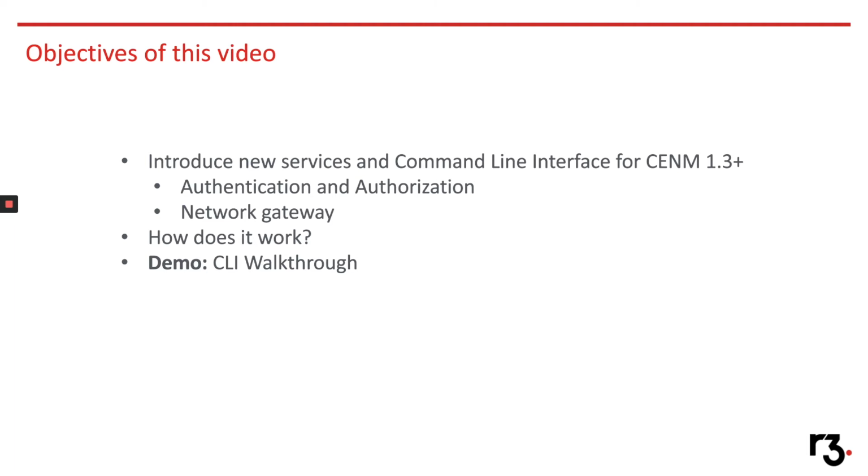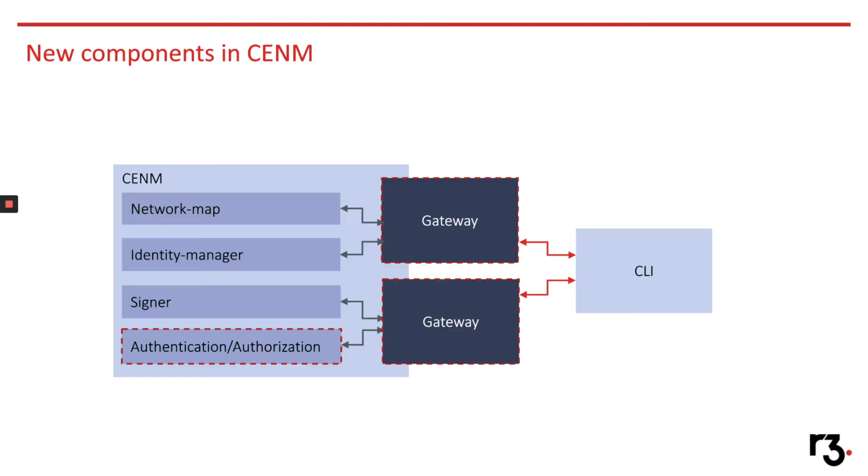In order to have an understanding of how we make this possible, it's important to mention two new components of CENM 1.3. The first one is an authentication and authorization service, which replaces the previous way of defining administrative credentials in config files and makes it possible to have multiple users present in the system with possibly distinct privileges.